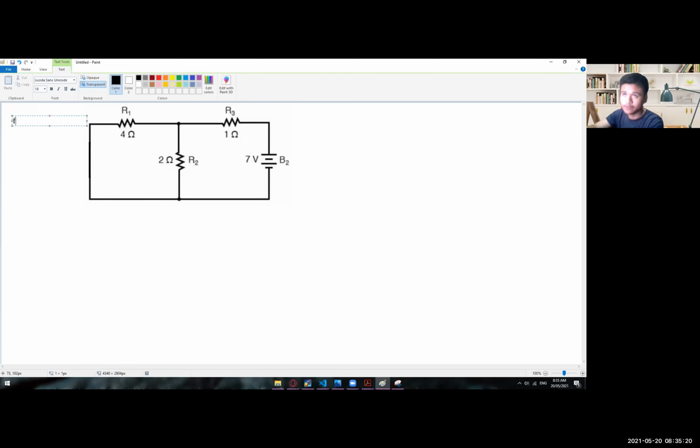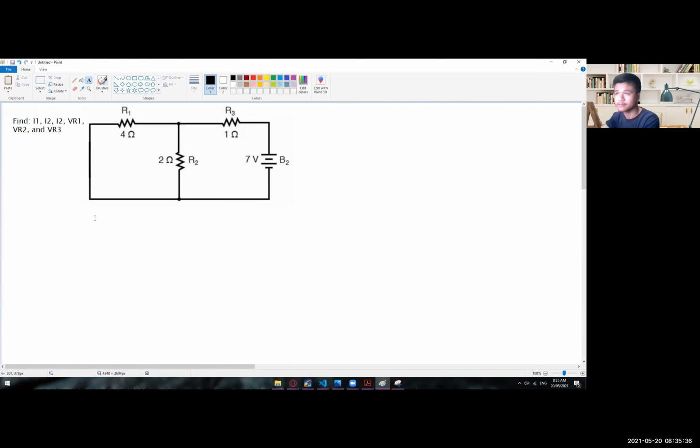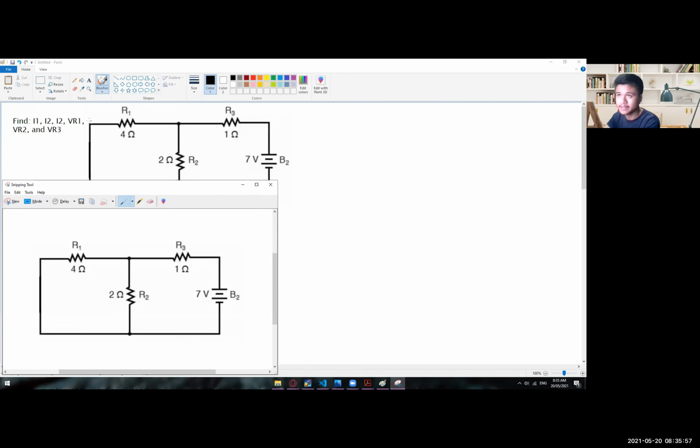The same, you're going to find the individual currents and then the individual voltage drops: VR1, VR2, and VR2. So the same process. The first thing that we need to look for is the total current. IT is equal to VT divided by RT, wherein RT is equal to the R1 parallel to R2 plus RT.